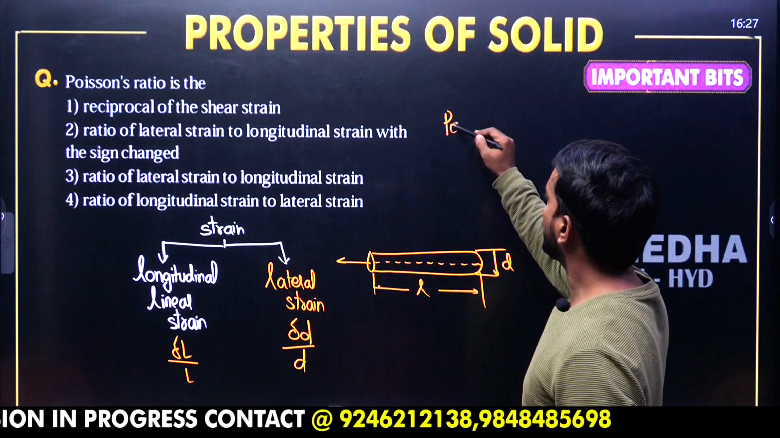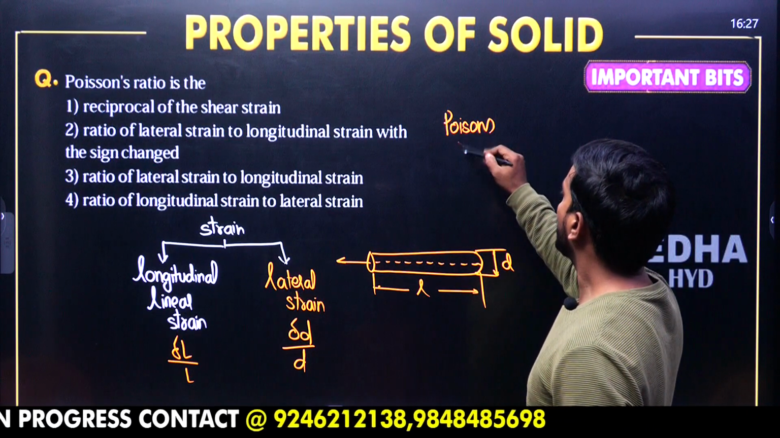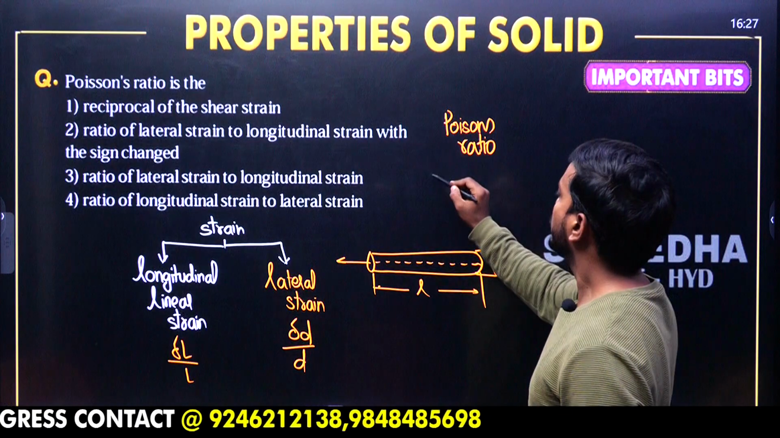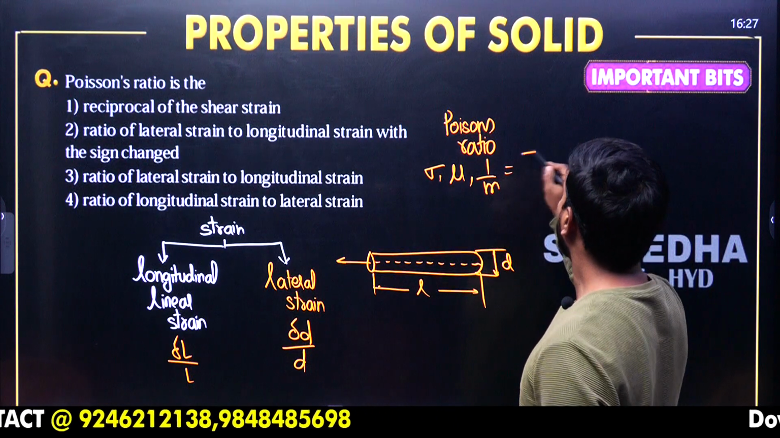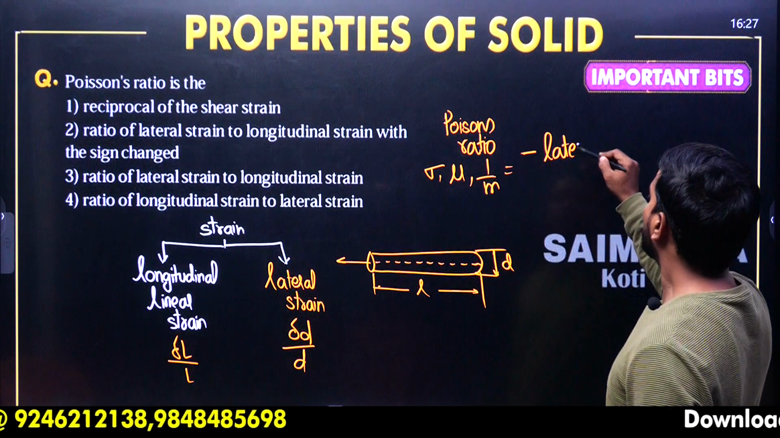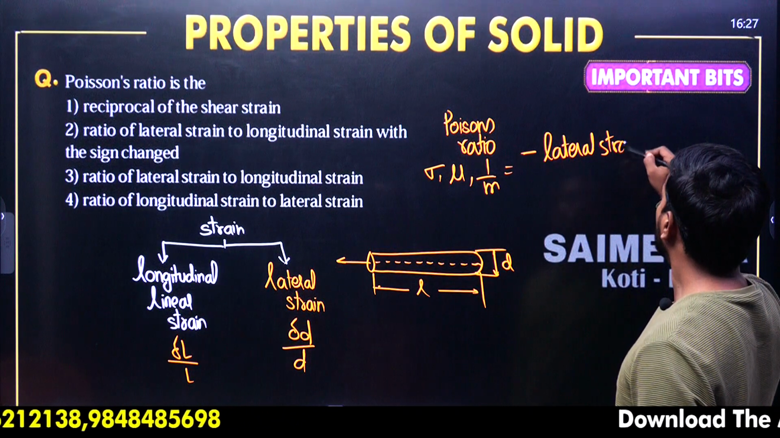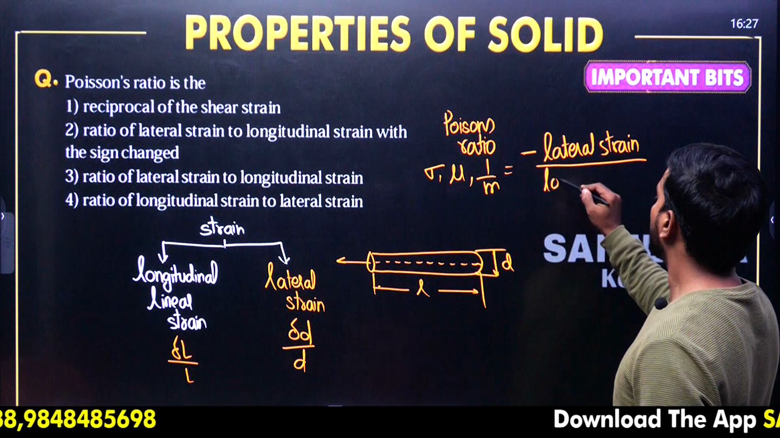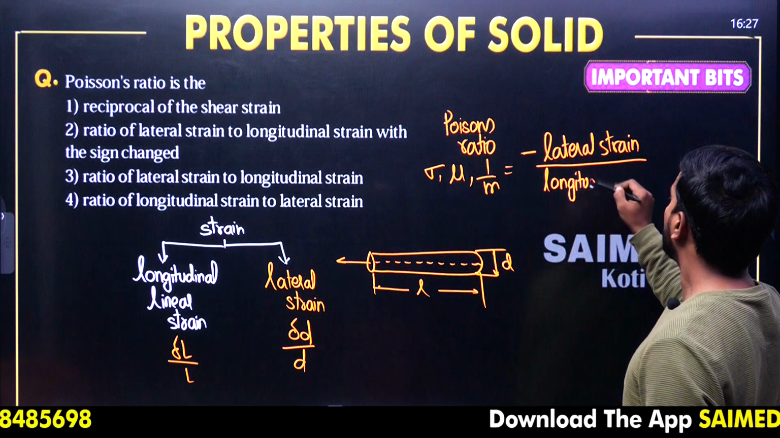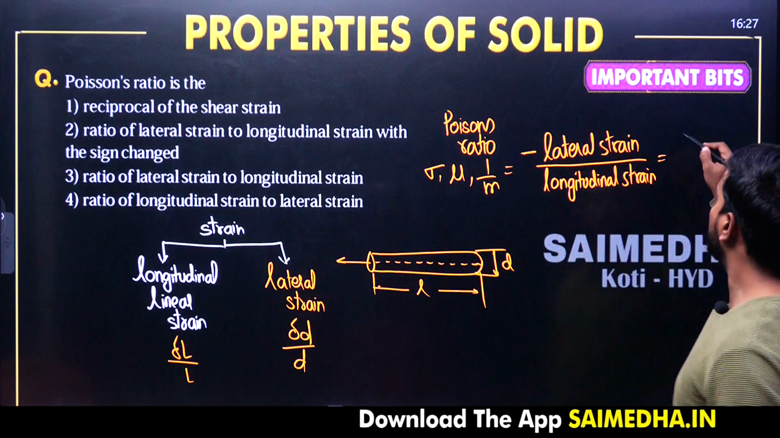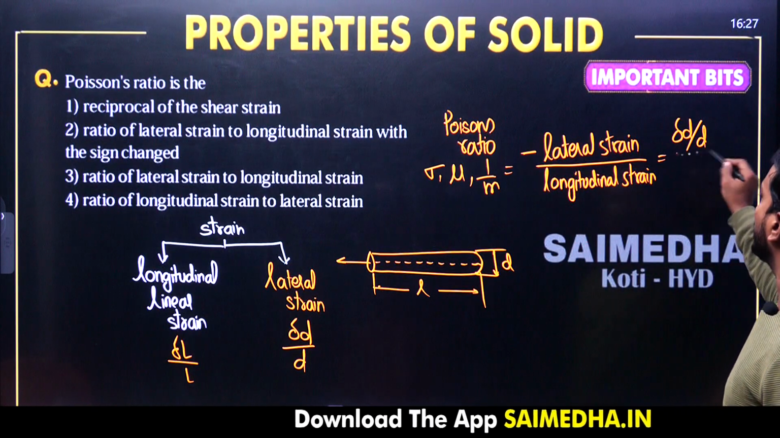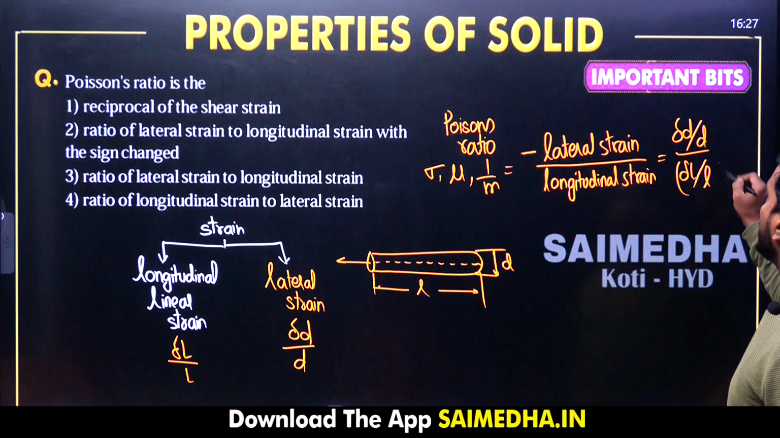What is Poisson's ratio? Poisson's ratio is denoted with the symbol mu, or 1 by m. What is the formula? Negative of lateral strain to longitudinal strain. This is the formula. And for the cylinder, how can we substitute? Lateral is change in diameter by original diameter, linear is change in length by original length.